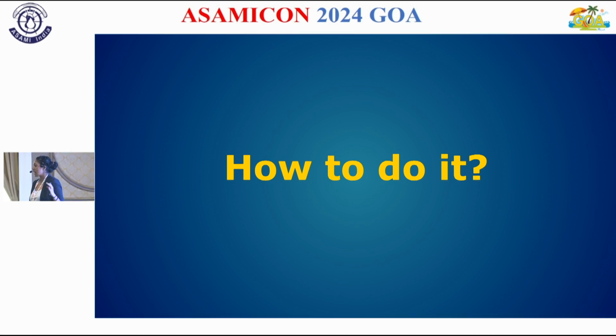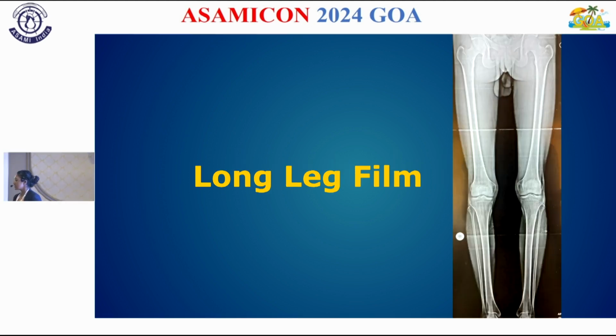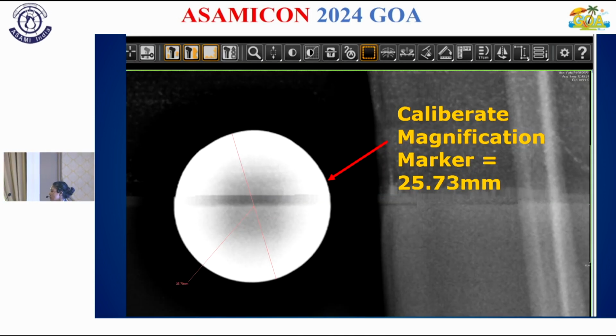To figure out how to do the digital planning, I'm going to answer 3 key questions for you. That is, how do we do it? For that, what we need is the long leg film. Now, we start off with step number 1, which is we need to calibrate the magnification marker. So whatever magnification that you use, you make sure that you have taken the size of it. You know the original size and you know what is showing on the X-ray. So in this case, it's 25.73.